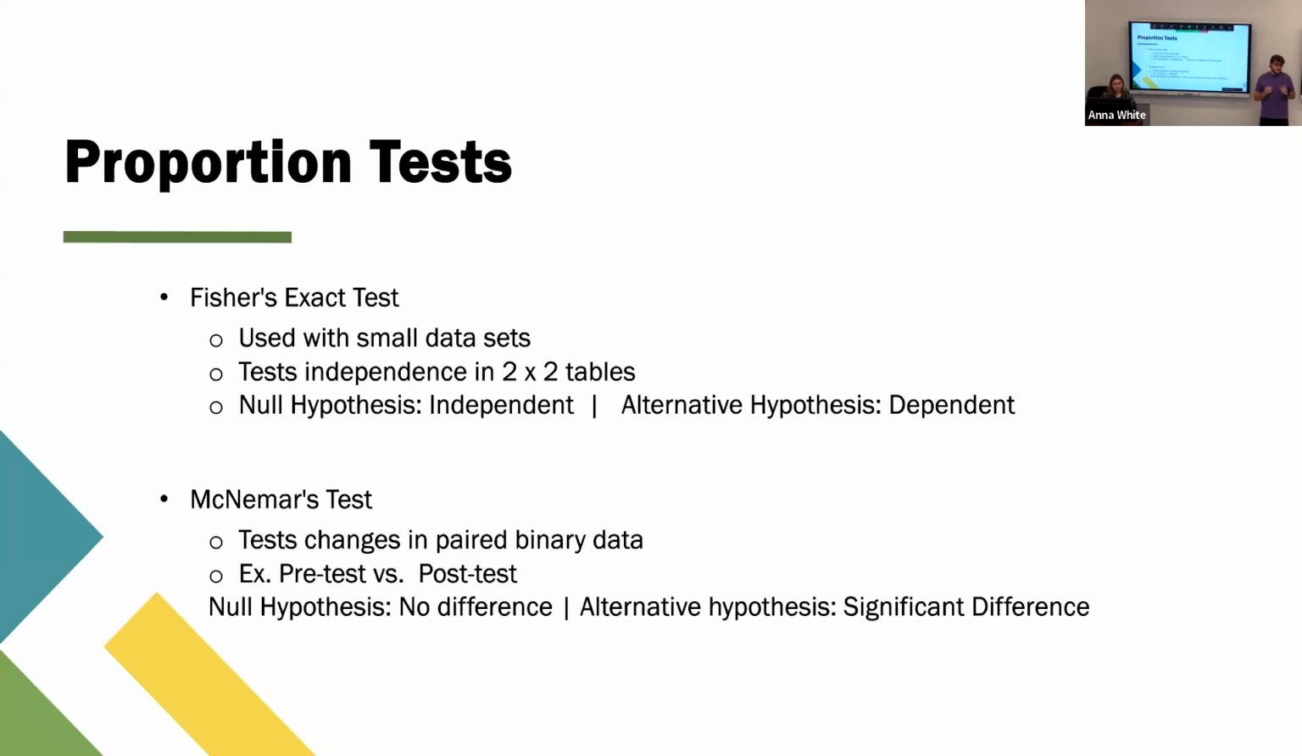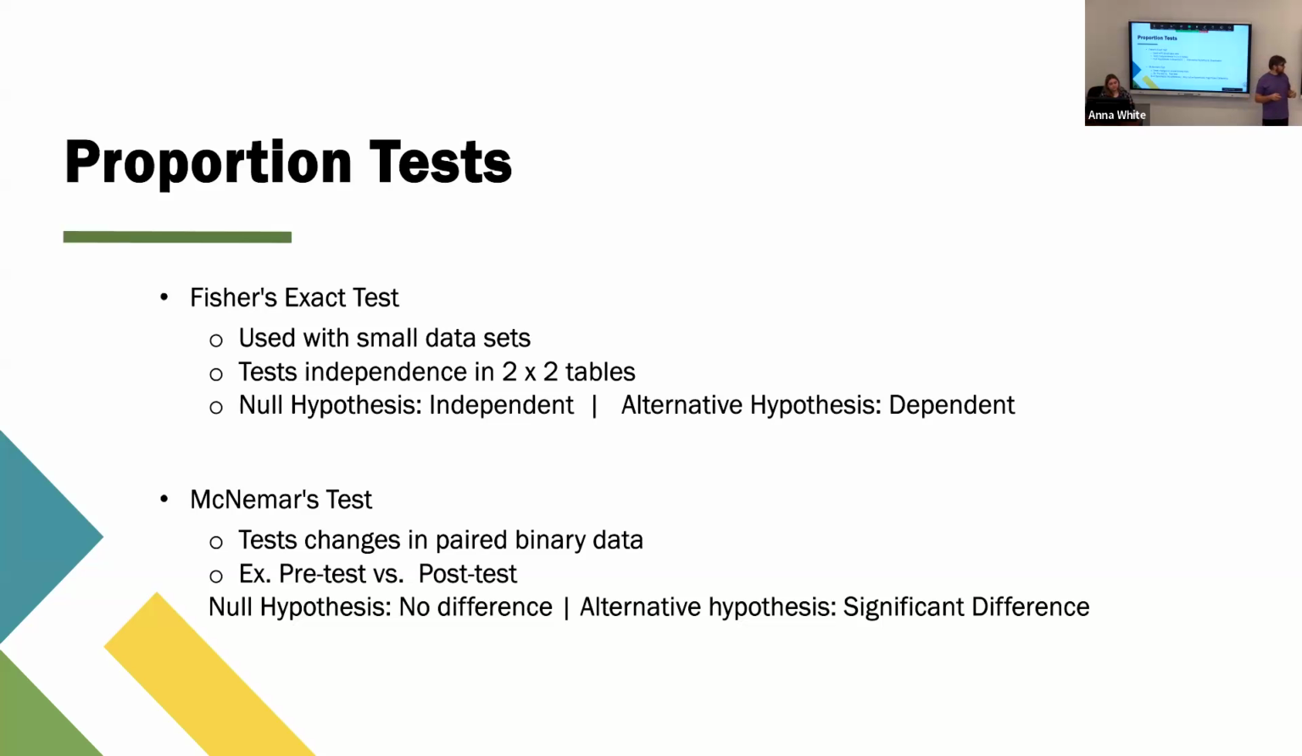Now we're going to go into a little more detail about each of the popular tests that I mentioned. Fisher's exact test is used with small data sets and tests independence in 2x2 tables. The null hypothesis is that the variables are independent, and the alternative hypothesis is that they are dependent on each other.